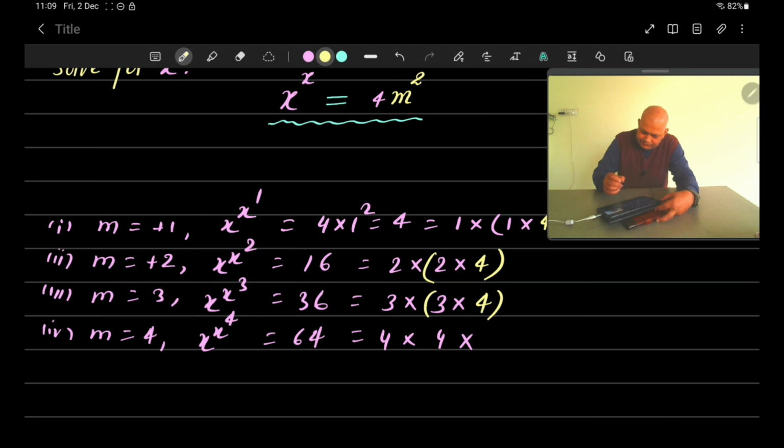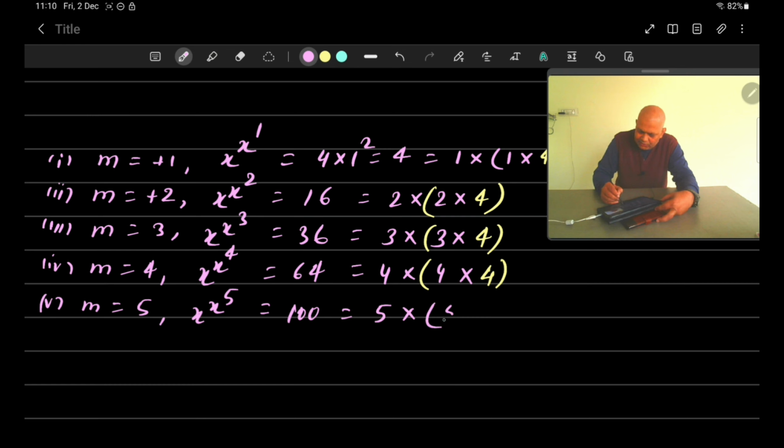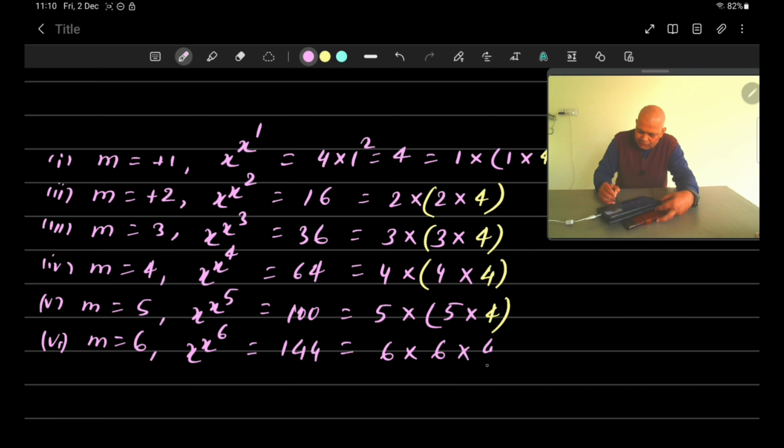Okay, now I am going to generate a fifth question, m equals 5, x to the power 5, it will become 100. And that can be written as 5 times 4. Just see here. Once again, question number 6. If m equals 6, x to the power 6 can be written as 144. And that can be written as 6 times 4. Okay.